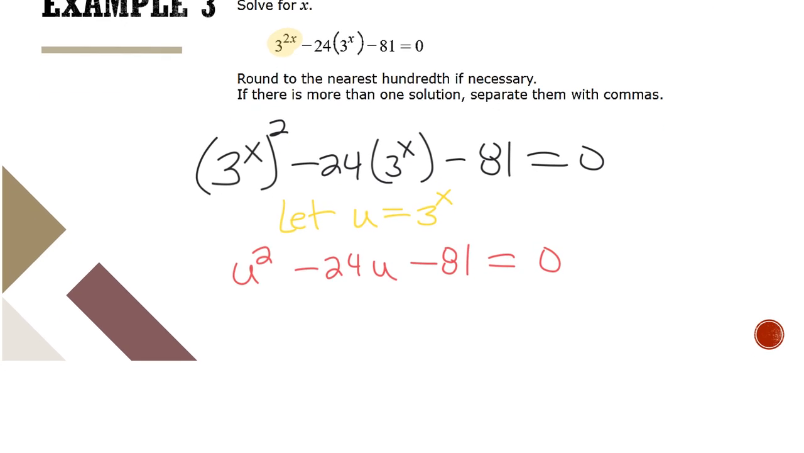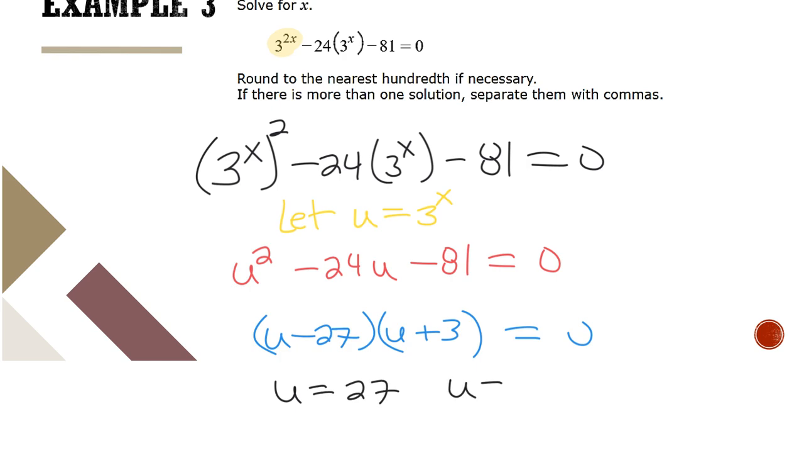Now, because of that, this is a nice quadratic equation where we can in fact factor it nicely. What are the factors of negative 81 that add up to negative 24? Well, we have u, and I believe it's minus 27 and positive 3. It's a little bit bigger of a number, but we can do that. And then we know that u is equal to 27, or u is equal to negative 3, in order to make this whole side in fact 0.